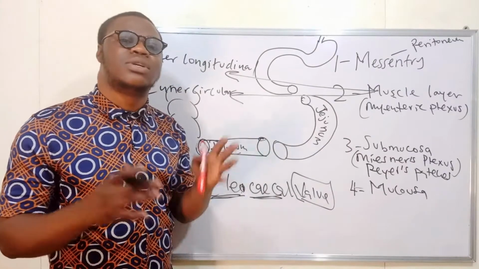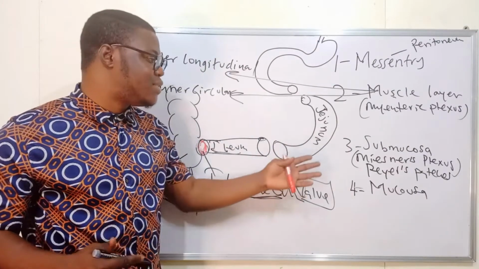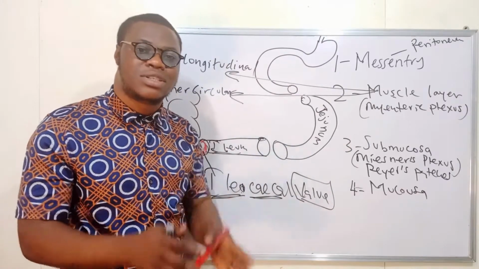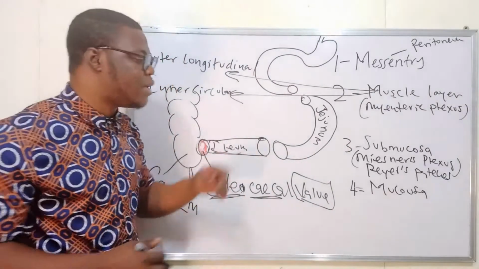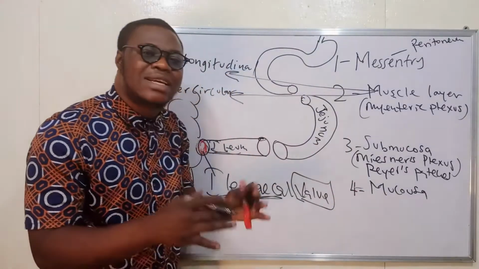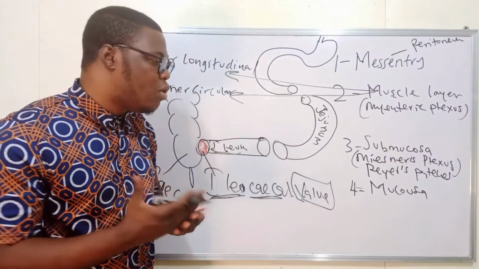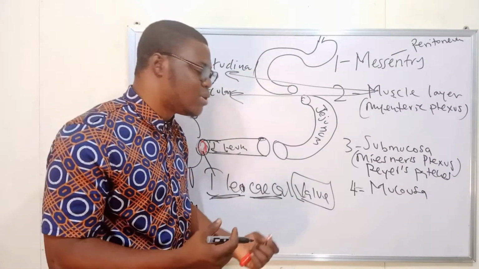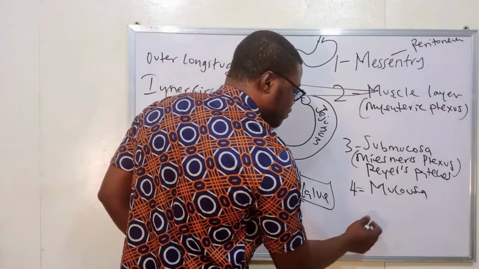Just say it contains what? A network of blood vessels and nerves called the mesenteric plexus, and then it contains lymphoid tissues. As simple as that. And finally, talking about the mucosa. The mucosa is the innermost layer of the small intestine, and it presents with something called villi and microvilli.